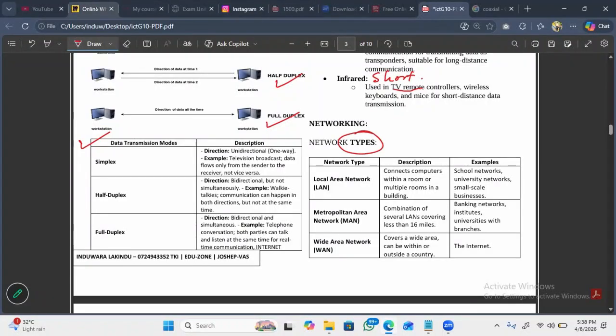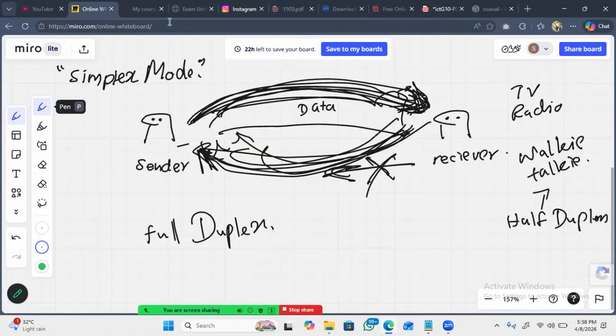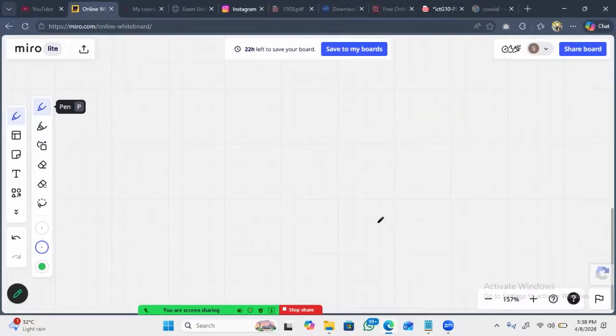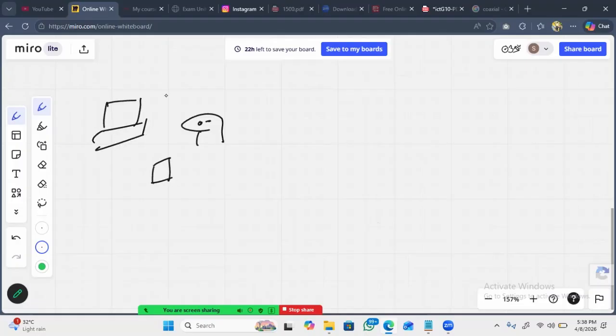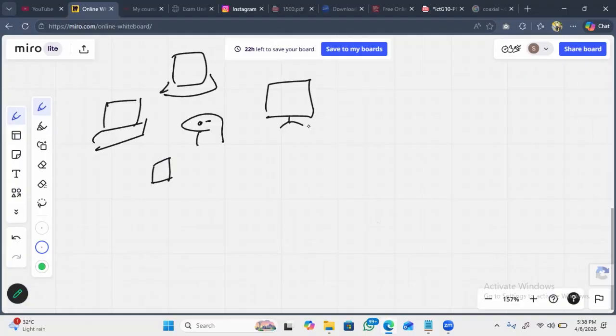Let's talk about the network types quickly. Network types, kids. Assume this is you. You have a mobile phone. You have your own laptop. You have your own computer. You have a TV. You are connecting all these through home Wi-Fi. You have a home Wi-Fi.